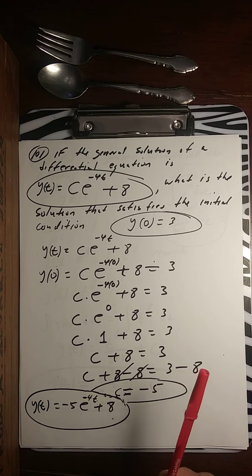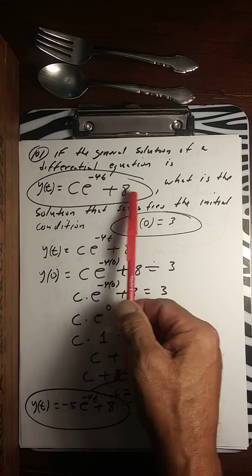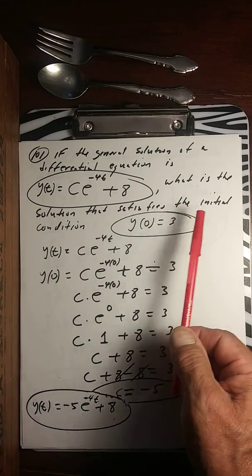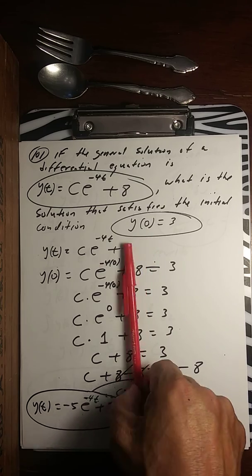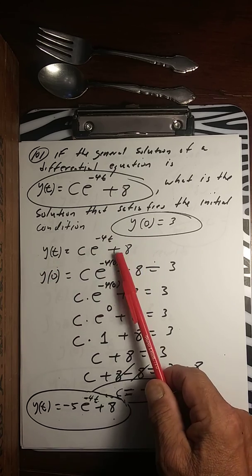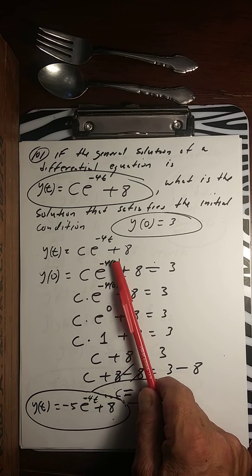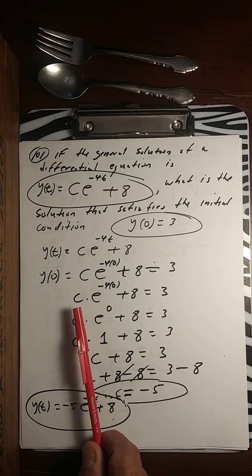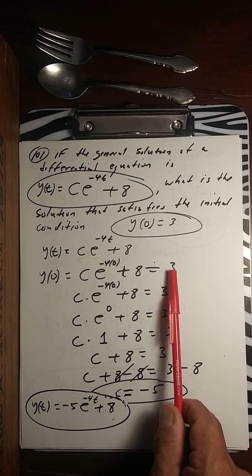If the general solution of the differential equation is y of t equals c e to the negative 4t plus 8, what is the solution that satisfies the initial condition y of 0 equals 3? So now, y of t equals c e to the negative 4t plus 8. Put the 0 in there. y of 0 equals c e to the negative 4 times 0 plus 8 equals 3. That's going to be e to the 0, and e to the 0 is 1. c times 1 is c. Bring down the 8 and the 3.